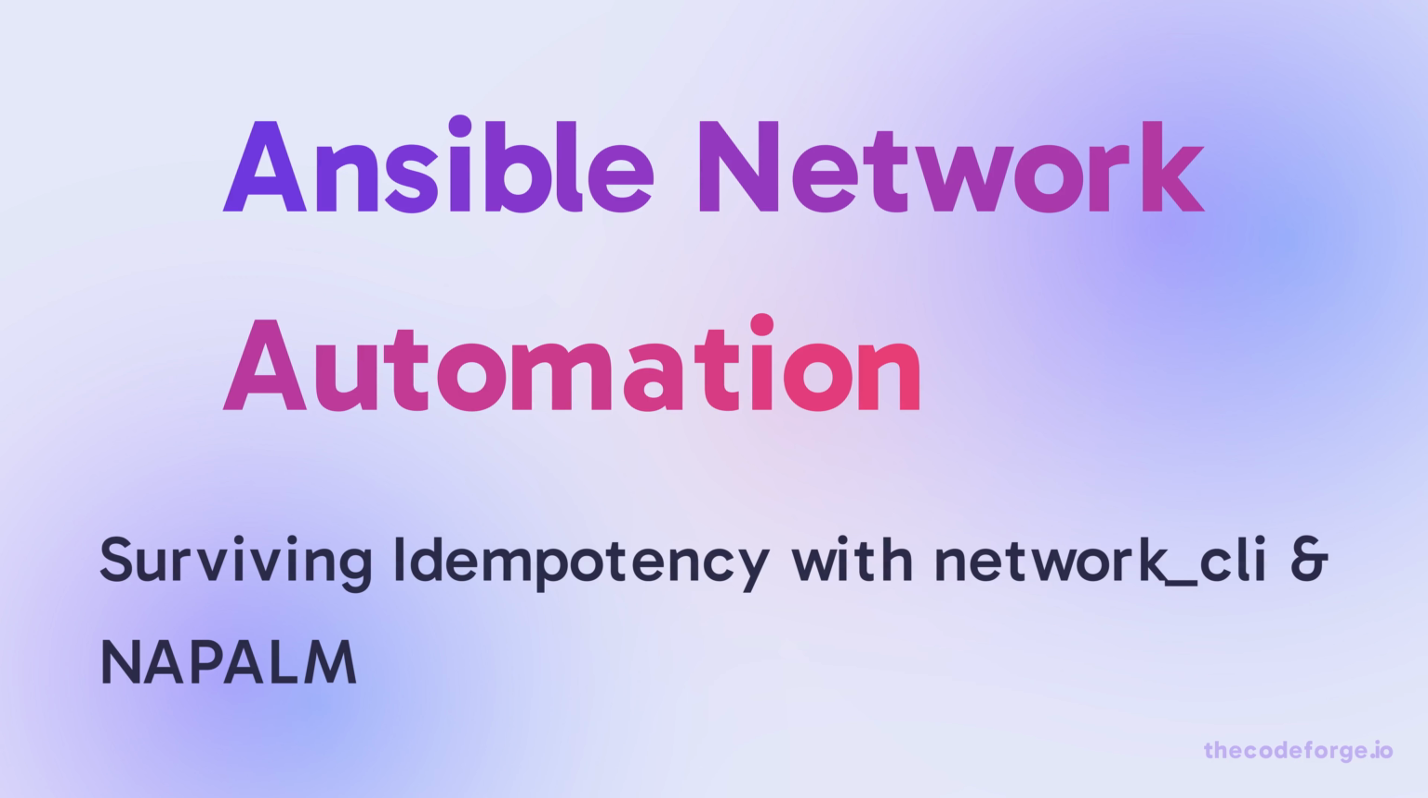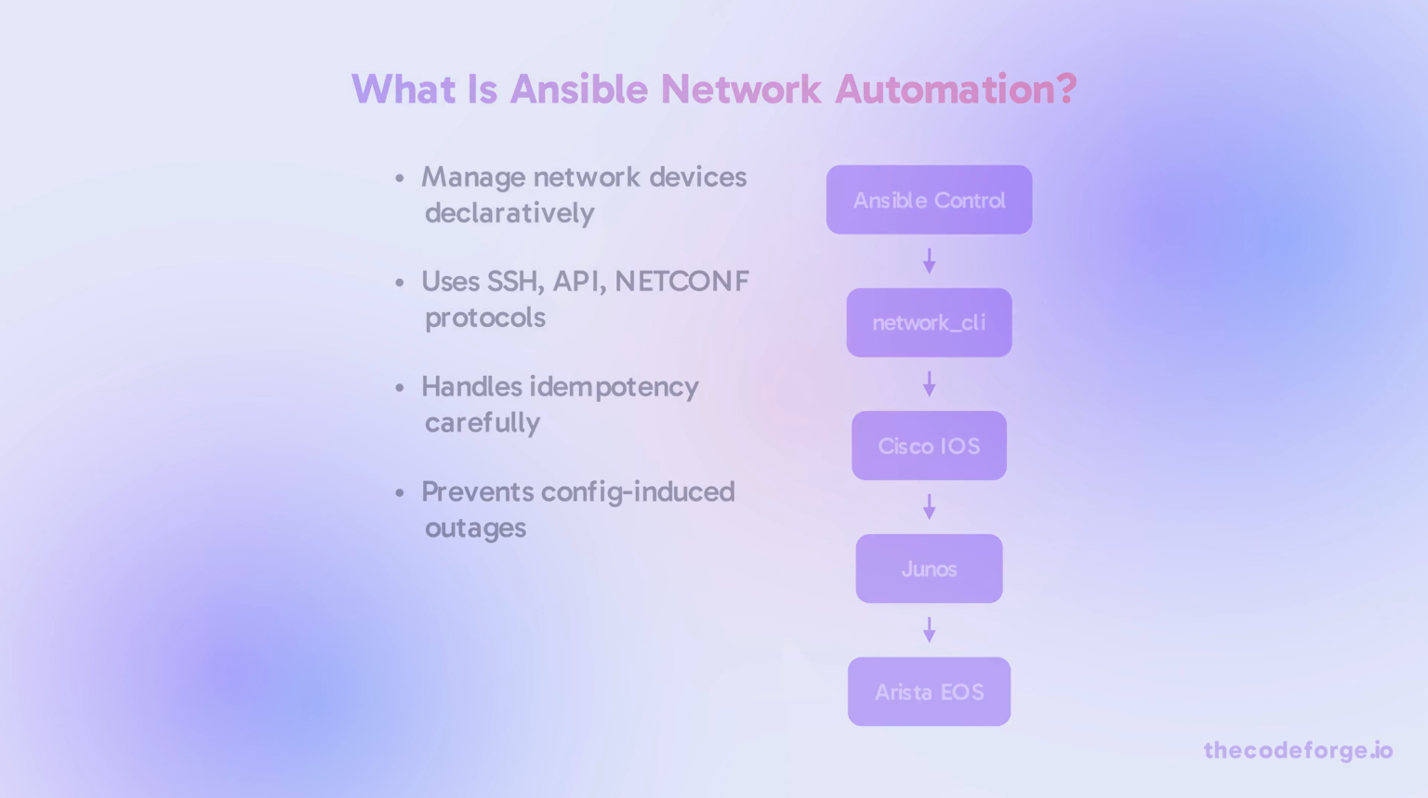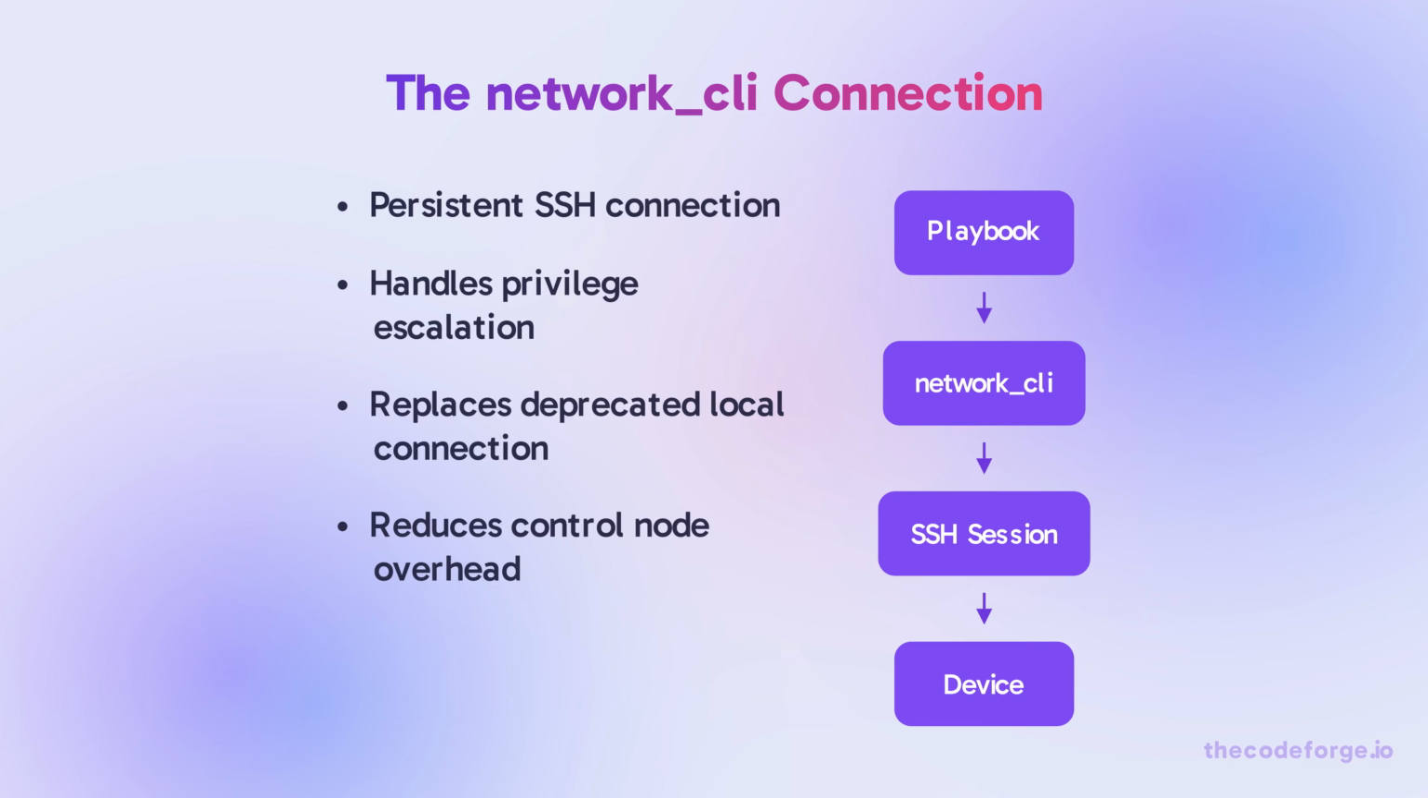Before we dig into that production issue, let's cover Ansible Network Automation. Ansible Network Automation is a set of connection plugins, modules, and frameworks designed to manage network devices using Ansible's declarative model. Unlike server automation, network devices require dedicated communication protocols and must handle idempotency carefully because a misapplied config can cause connectivity loss. The Network CLI connection plugin is the standard for SSH-based network automation in Ansible 2.9+.